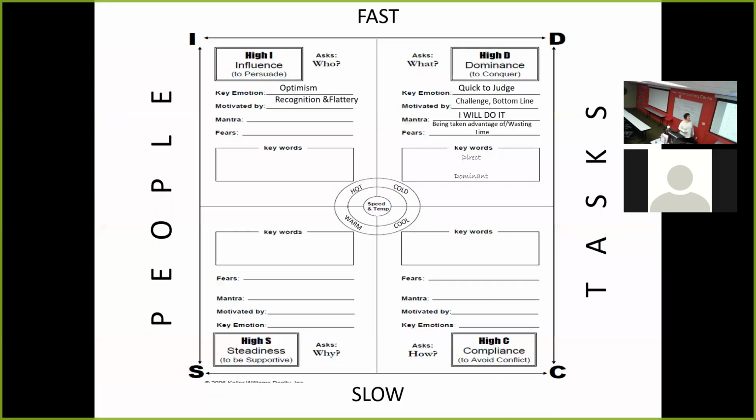So let's move across the top to I's. The key emotion to the I is optimism. I's naturally want to be positive. They want positivity in their life. They love it. They want things to work out. They're motivated by recognition and flattery. What's great about I's is it's not about ego. With D's, it's about ego. I's, they just want to interact.